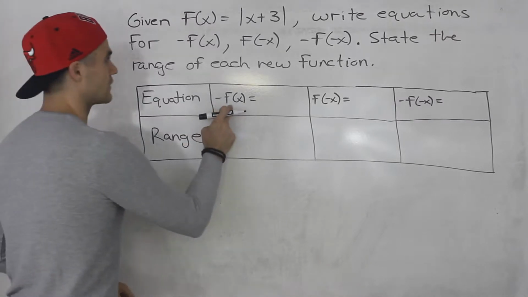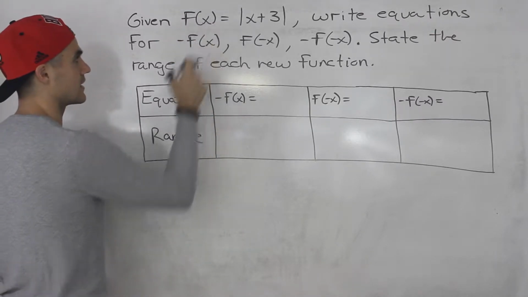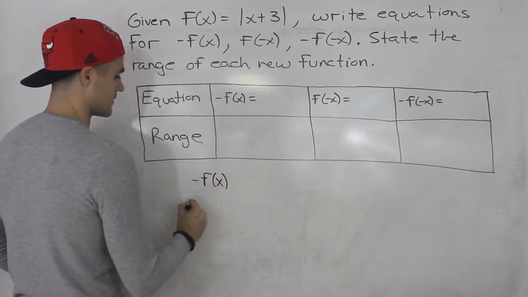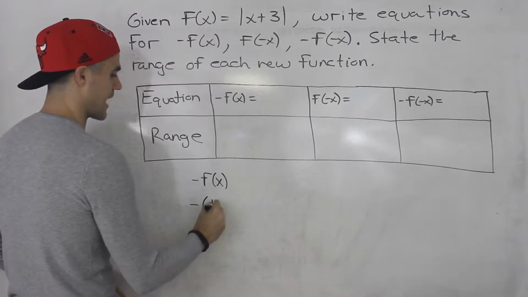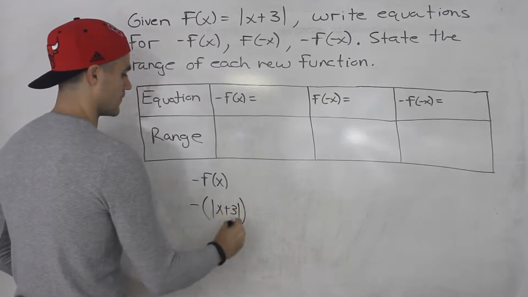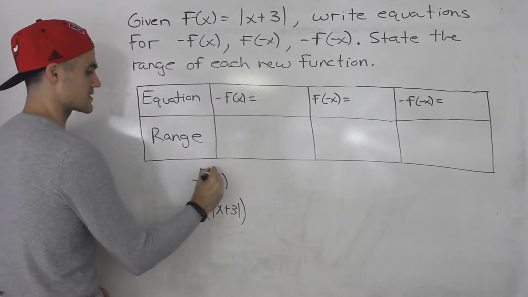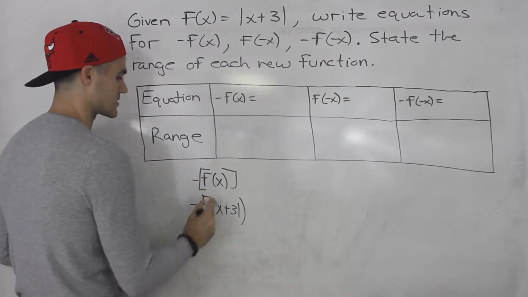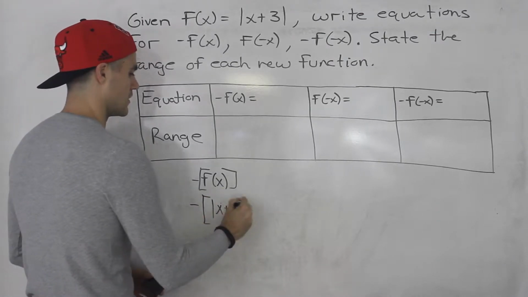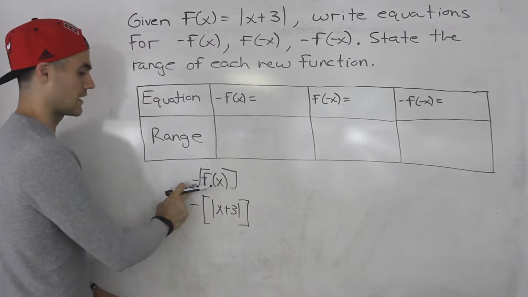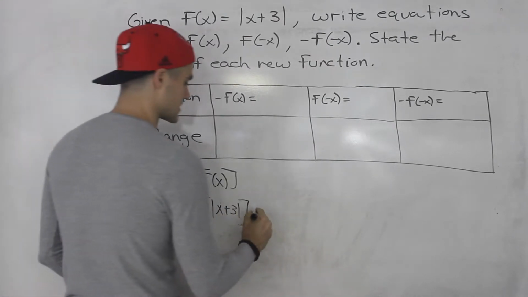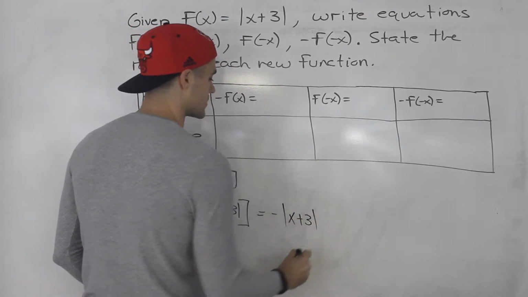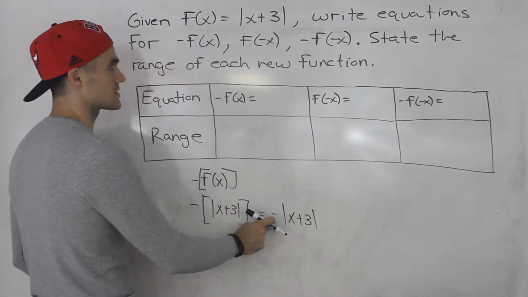So starting off here, negative f of x. Well, we know f of x is absolute value x plus 3, so for negative f of x, we would just put in brackets the absolute value of x plus 3 for f of x. So this here is in square brackets as well. So basically the a value is negative 1. And if we want to show this nicer, we could get rid of the square brackets. It's just negative absolute value x plus 3. So the a value is just negative 1.